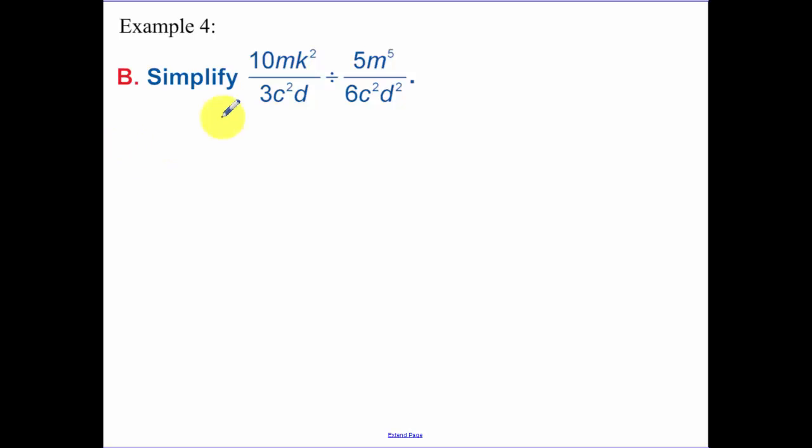Now B, when you're dividing fractions, you first have to adjust your problem. So you keep the first term or first fraction the same. Change your sign to multiplication, flip the second fraction.